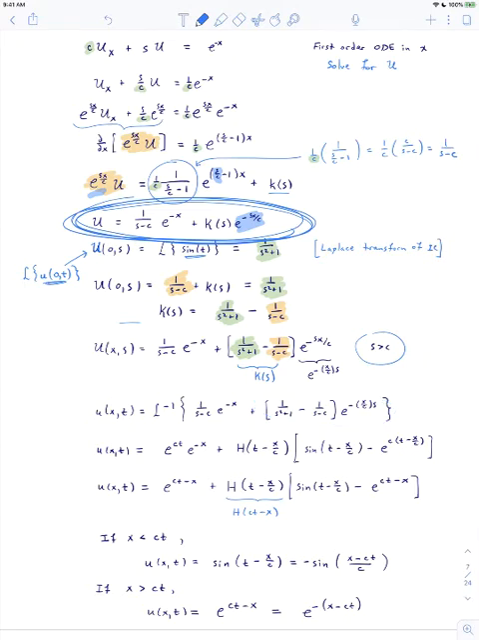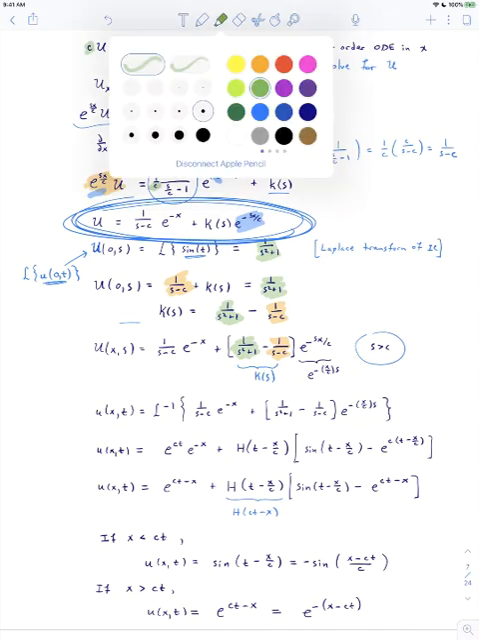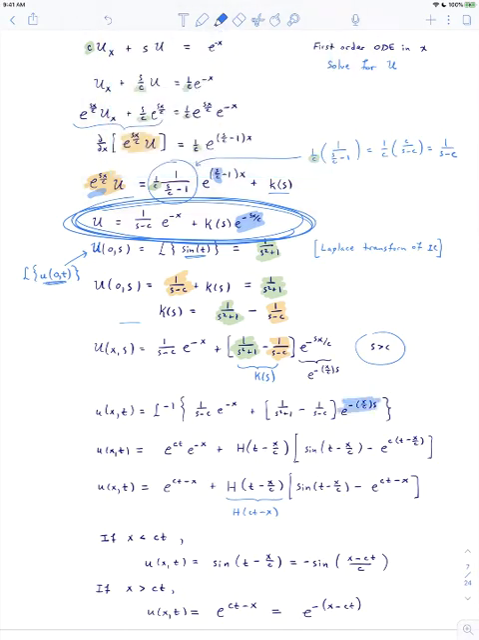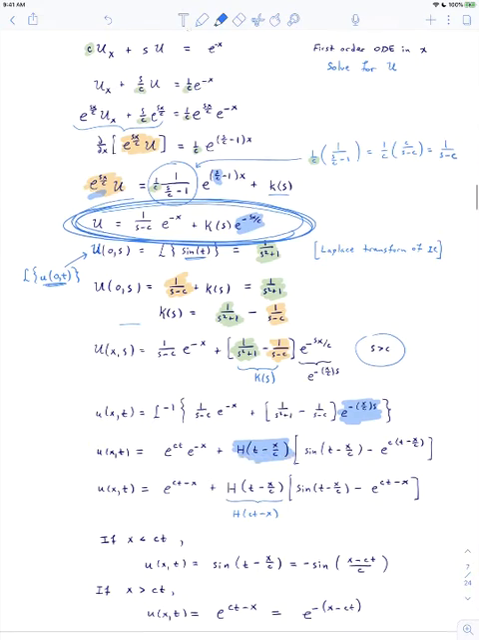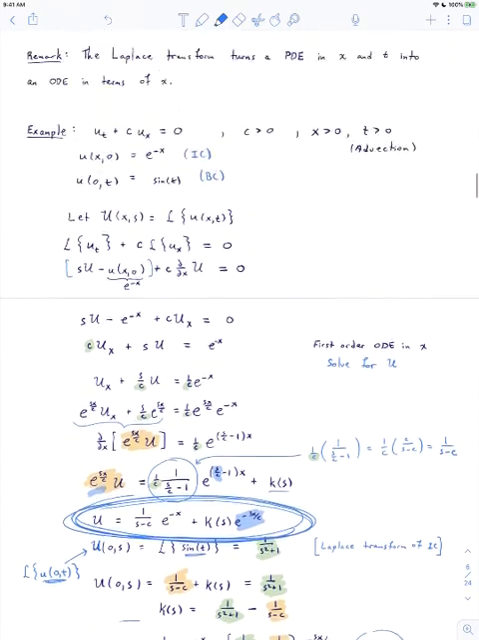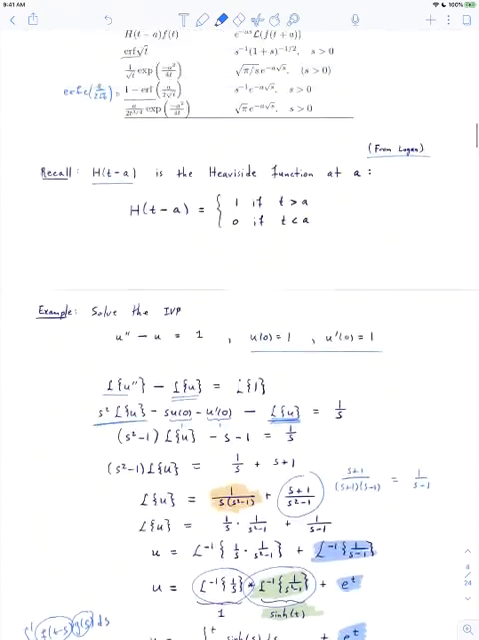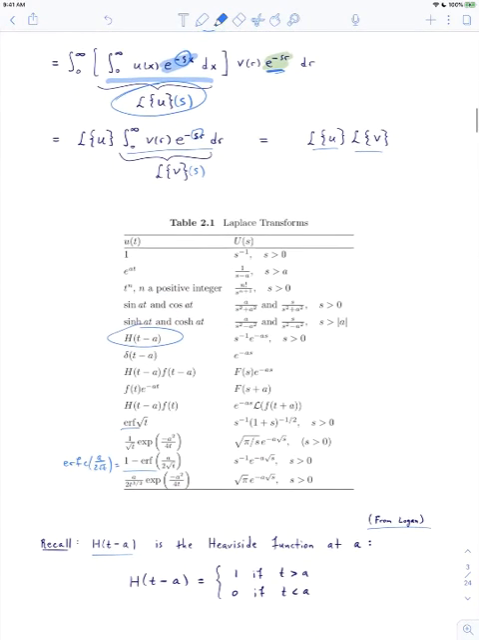So for this we want to use our Heaviside function. So multiplying by an exponential in the transform domain is the same as translation in the time domain. So this term right here corresponds to this Heaviside function. So really, let's just go back to the table, which is up here. So we're looking at these functions here.